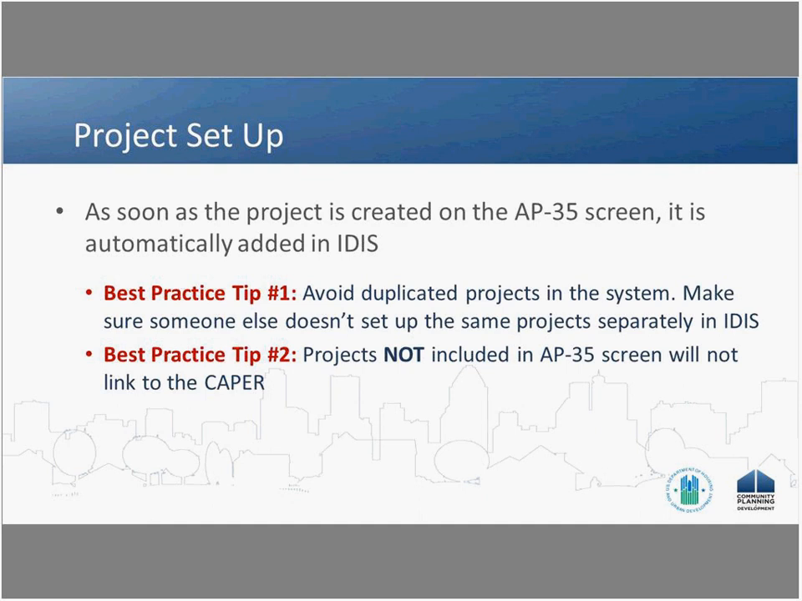Another tip I briefly touched on: projects not included in the AP 35 screen won't link to the CAPR. So if you're only creating your projects in IDIS and not adding them to the action plan, then that project is not going to be associated with the accomplishment data that populates on the CAPR. So again, make sure that however you choose to add your IDIS projects, you in fact add them to the AP 35 projects screen, whether that's by creating a new project or adding an existing project. That can set you up for better reporting in the CAPR.